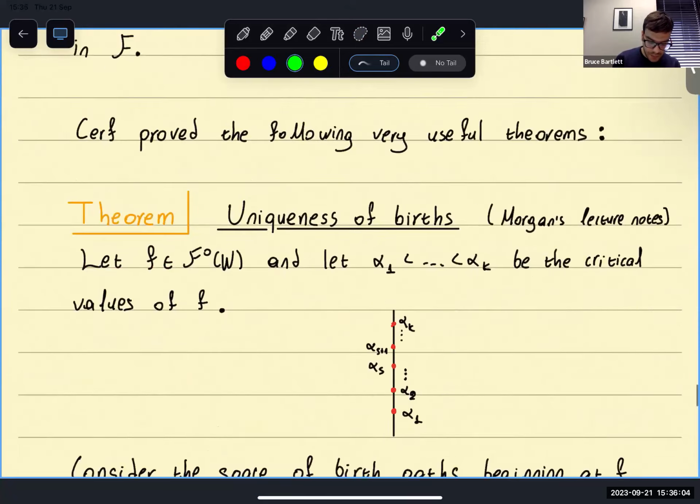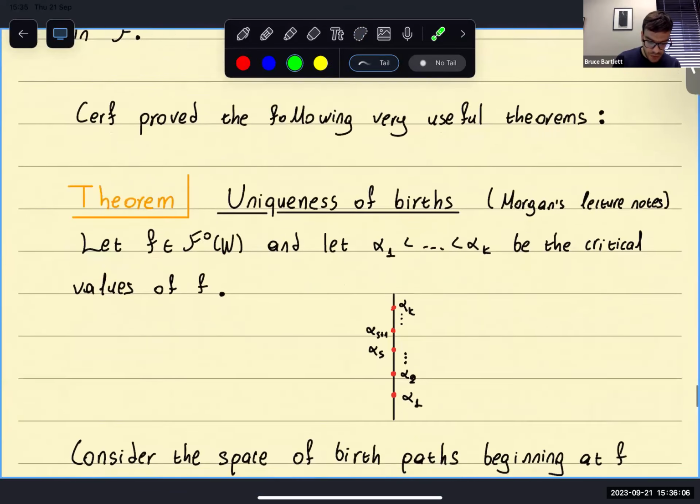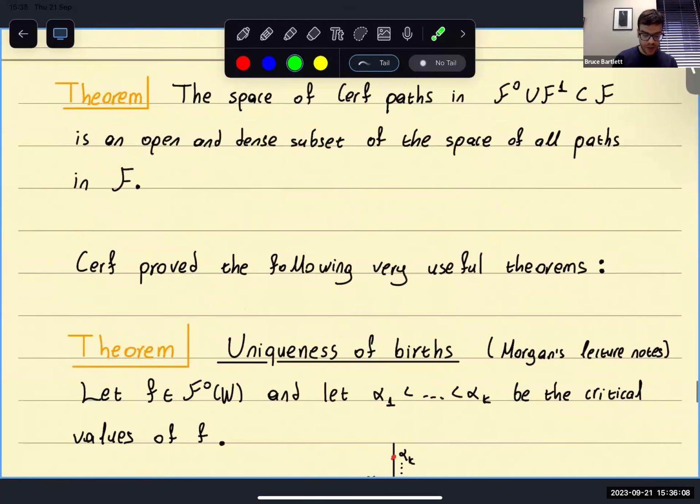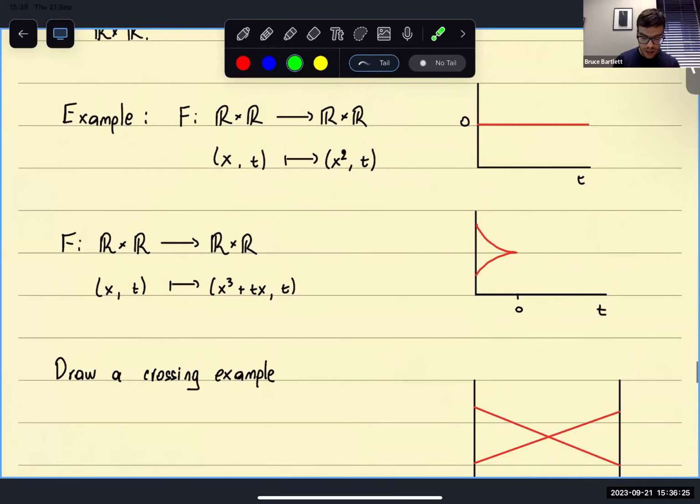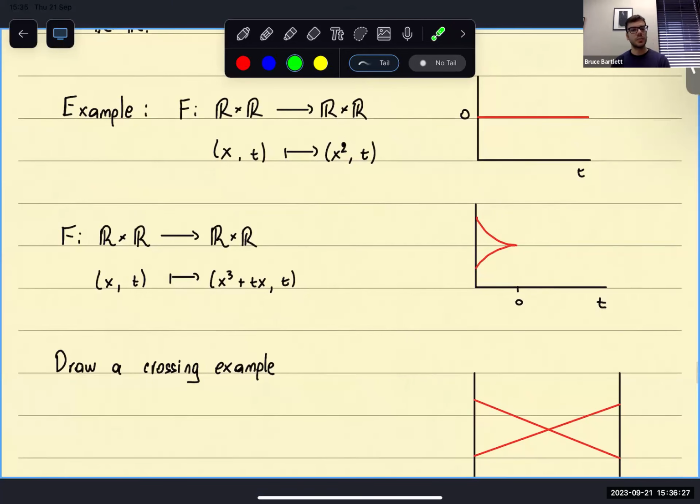Now there are two very useful theorems that Cerf proved, and this is where we are going to get the connection back to the pseudo-isotopy theorem once I tell you what those theorems are. But are there any questions before I do so? We are doing well on time, so feel free to jump in and ask.